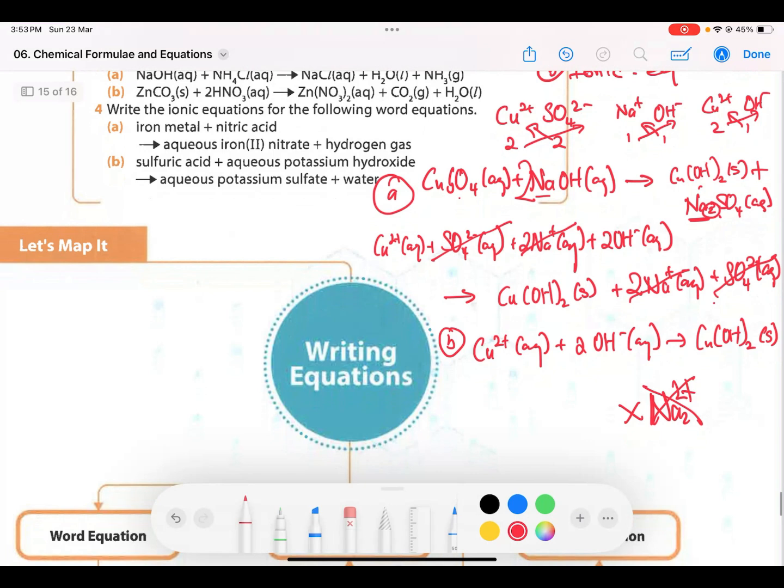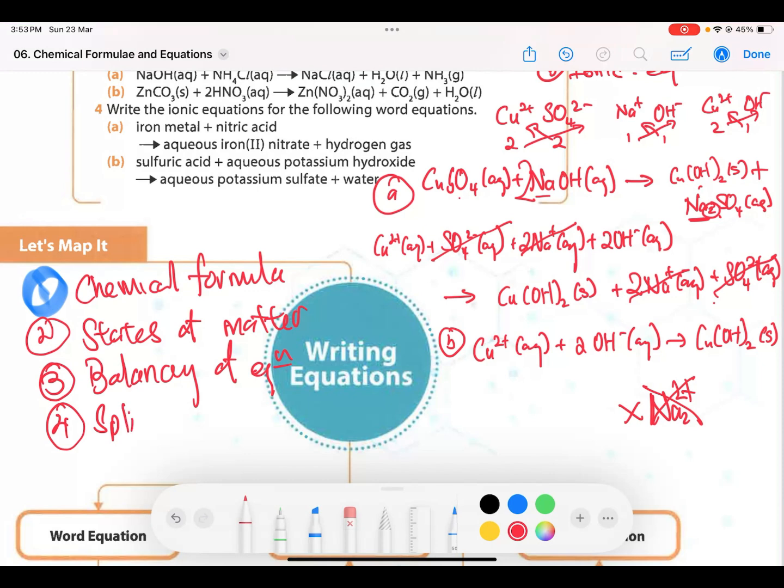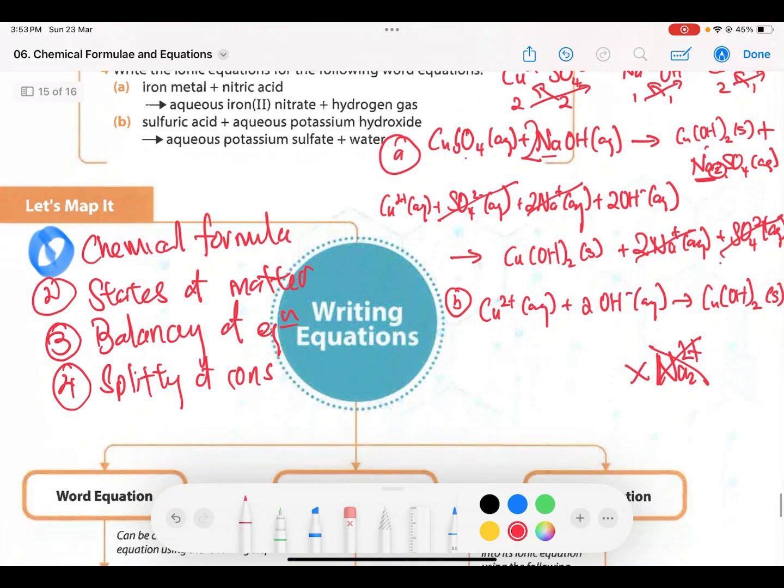In writing equations, generally a few things you must always be mindful of. First thing, chemical formula. Second thing is to be familiar with the states of matter. Normally you can get the clue from the question itself. Third one, you need to be very familiar with balancing of equations. And the fourth one is about splitting of ions, and then from the splitting of ions, you cancel spectator ions. These are some of the skills that you need in order to get to your balanced chemical equation and your ionic equation. So that's all for this particular chapter.